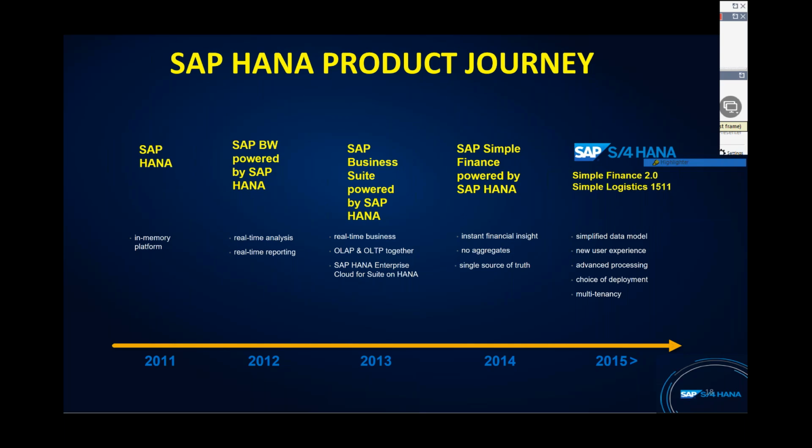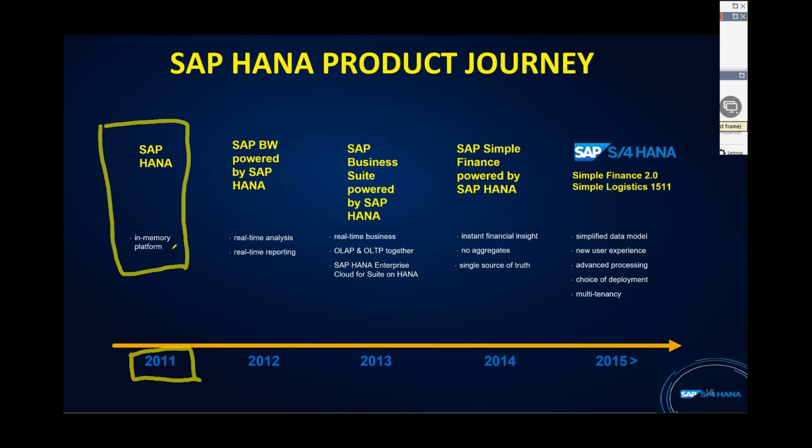So SAP HANA is delivered in different products. At first, SAP worked on the in-memory database and prepared a platform in 2010 and 2011. They launched their platform as SAP HANA. When SAP HANA was launched, it was just a platform, a database appliance. There was no application which could work on SAP HANA. So it was an open platform.